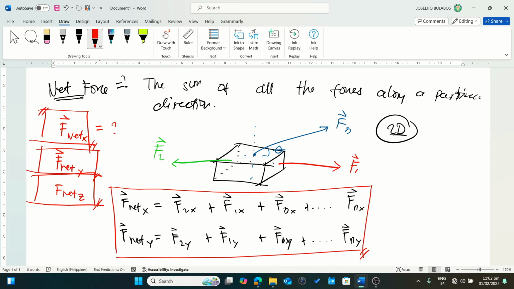Okay, and that is a net force. It's nothing but the sum of all the forces that acts on the object.